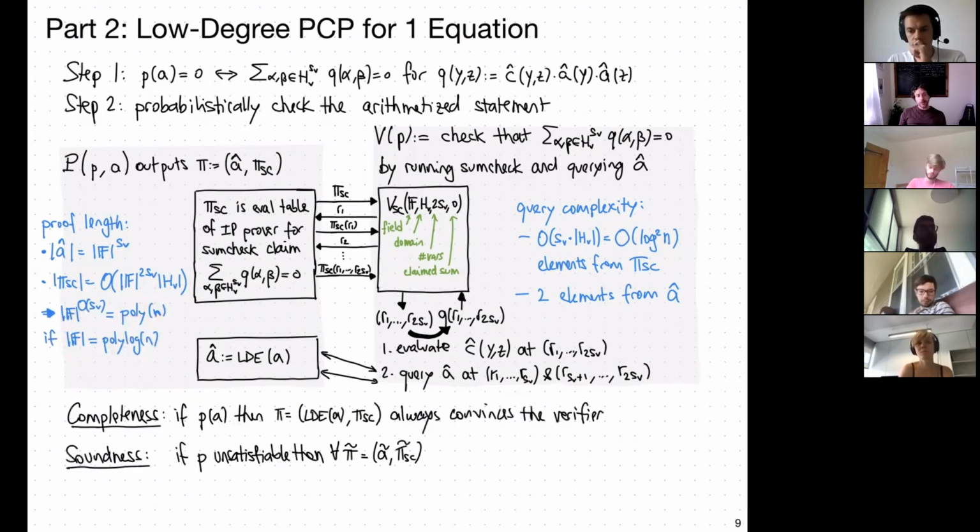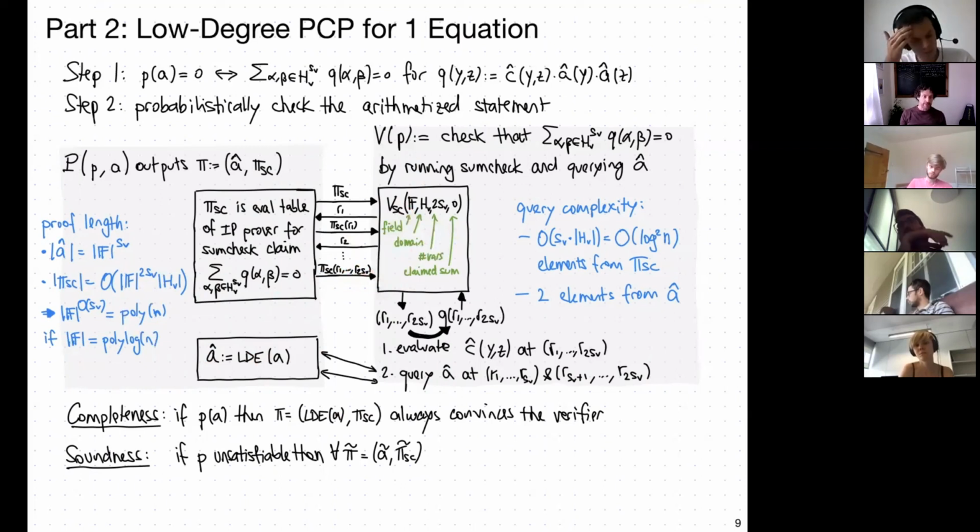Okay, and completeness is trivial, because if this is a low degree extension of the satisfiable assignment, and that's the honest prover strategy, then by definition, there exists a sum that equals 0, and we're running this interactive protocol that is consistent, and so the IP would work correctly, and we would accept.